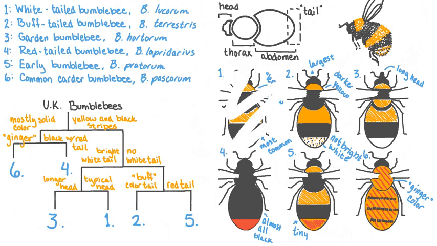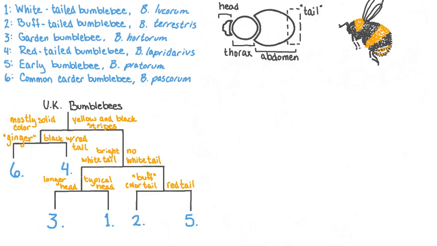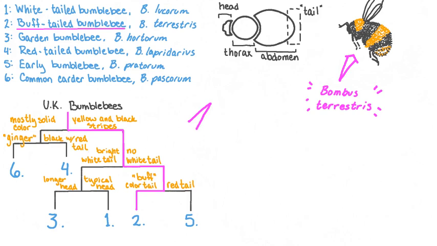Let's check our work by putting our dichotomous key to the test. We'll try to identify the species of this bee specimen using our own dichotomous key. In the key that I've made, I'll start by recognizing that this bee is not solid colored, it has bright yellow and black stripes. And its tail does not appear to be bright white. Its tail is also more of a buff or beige color than it is red. So we can conclude that this bee is a member of the species Bombus terrestris, also known as a buff-tailed bumblebee. Your dichotomous key might look completely different than mine, but it should lead you to the same conclusion.